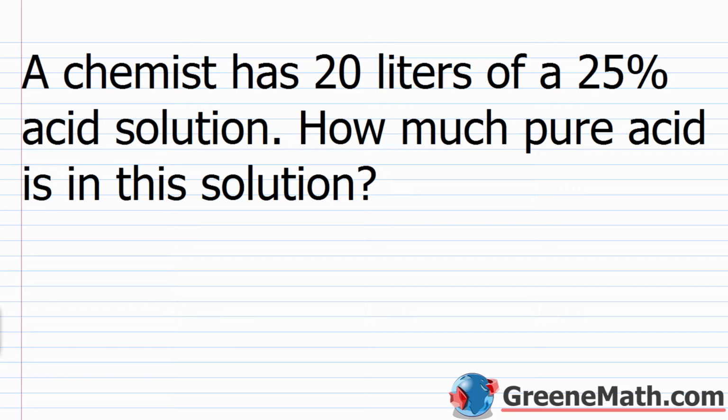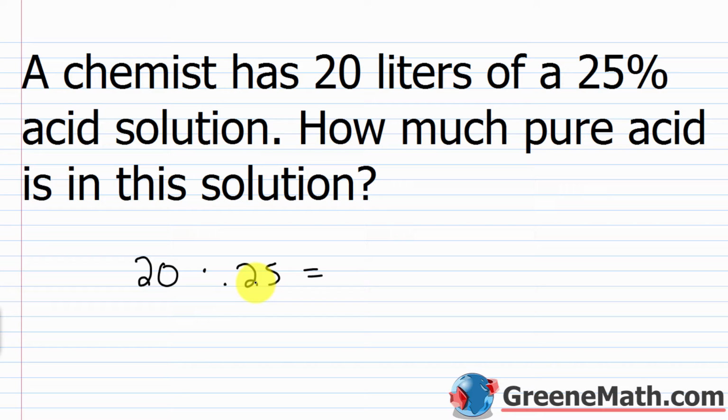So here's a quick example. A chemist has 20 liters of a 25% acid solution. So what does that mean when I say a 25% acid solution? It means that 25% of it is acid. How much pure acid is in this solution? So to figure this out, you just take the amount of the solution, which is 20 liters. So I'm just going to write 20. I don't need to write liters there. And I would multiply it by the percentage of acid that's in it. So if it's a 25% acid solution, 25% of it is acid. Now I'm going to convert 25% to a decimal. So that's 0.25. And this will tell me how much pure acid is in the solution.